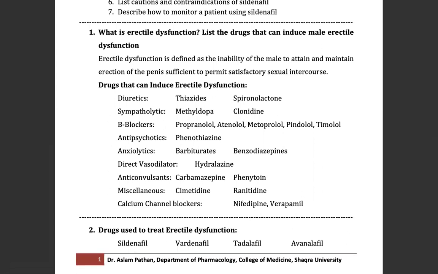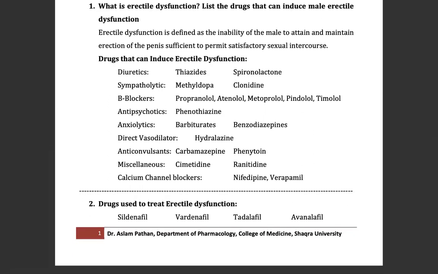Now, which drugs are used to treat erectile dysfunctions? Generally, the drugs used to treat erectile dysfunctions are sildenafil, vardenafil, tadalafil, and avanafil. But the most commonly used drug is sildenafil, and today we will discuss sildenafil. All the objectives are related to sildenafil.